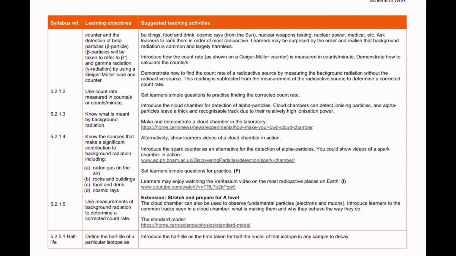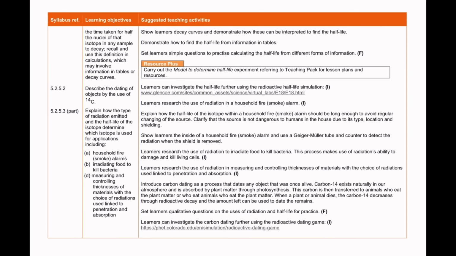Key concept. Half-life. Define the half-life of a particular isotope as the time taken for half of the nuclei of the isotope in any sample to decay. Recall and use this definition in calculations which may involve information in tables or decay curves. Describe the dating of objects by the use of carbon-14, carbon with the mass number of 14.